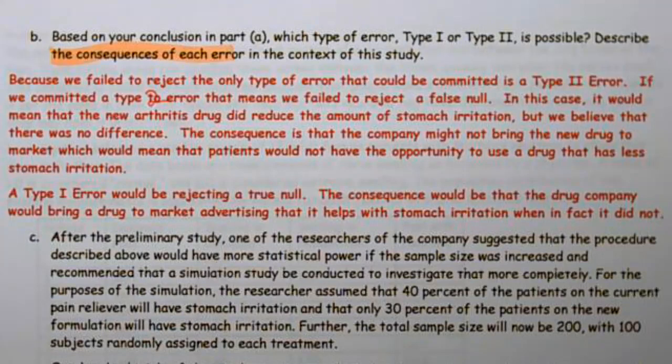The next one, the type 1 error. They told me that I had to give a consequence for each. And a consequence for the type 1 error is we would be rejecting a true null, and basically a true null says that there was no difference. The consequence would be that the company would bring a drug to market advertising it helps with stomach irritation when it didn't. All right? So the consequence is that they'd be bringing an ineffective drug to market and false advertising on that. And I'm going to pause right here because that's a fair amount of writing for you all to get.